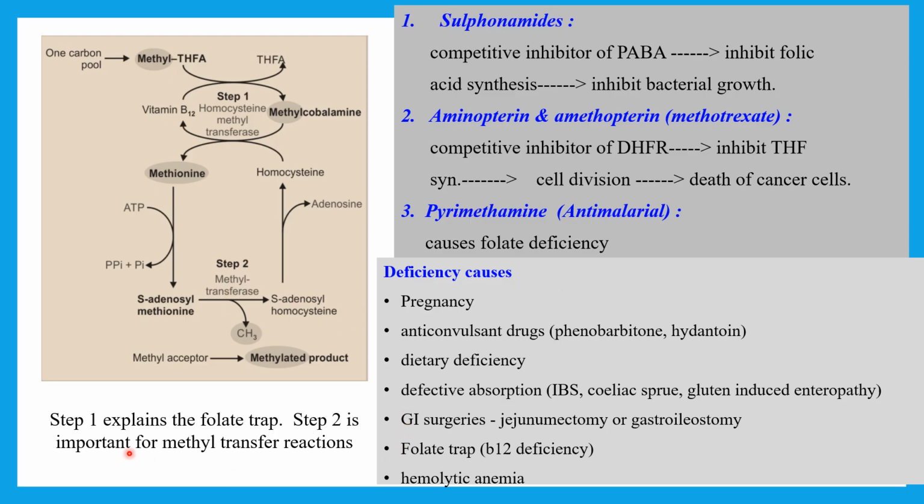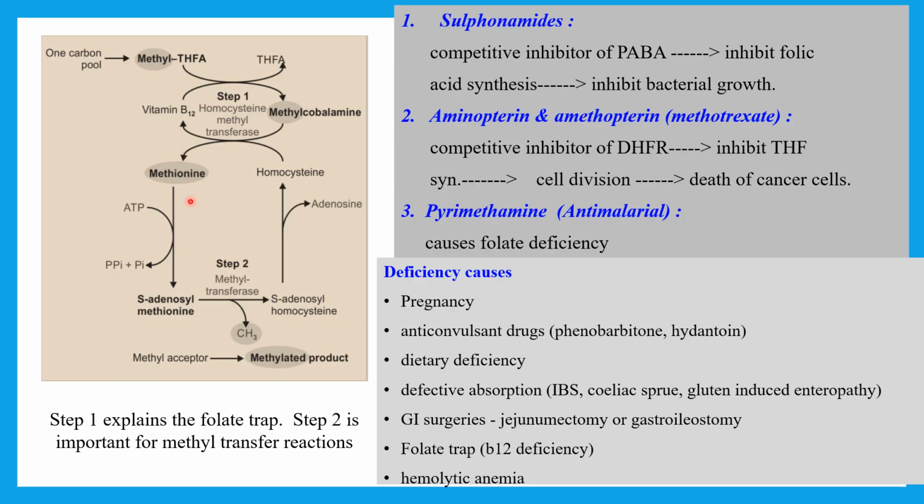Then step 1 explains the folate trap. Step 2 is important for the methyl transfer reaction. The same reaction, you can see here, shows the conversion of the one carbon pool. Methyl tetrahydrofolic acid is converted into tetrahydrofolate, which leads to the conversion of vitamin B12 to methylcobalamin, which is important for the conversion of homocysteine into methionine. You have seen this in the previous slide also.